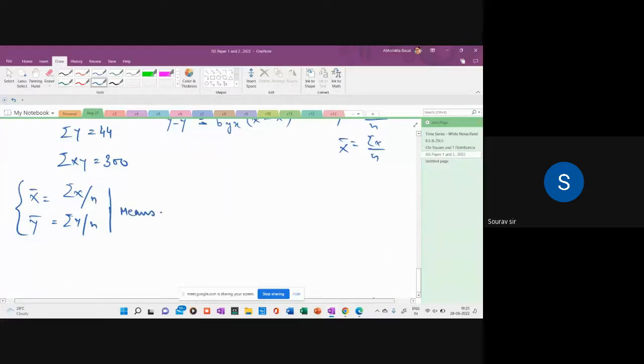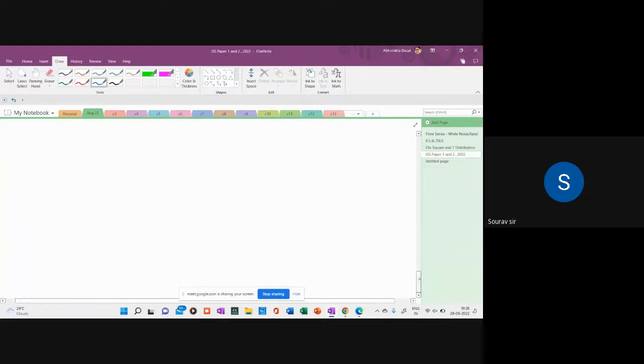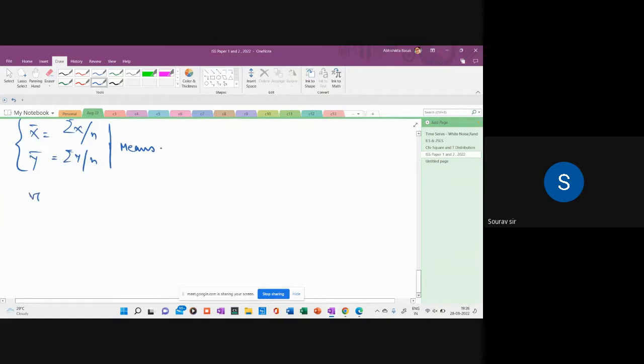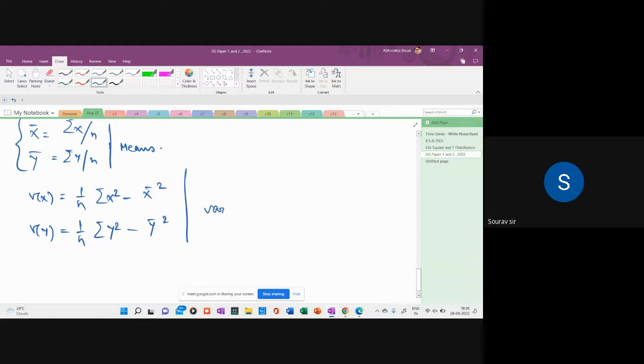Next, what we have to find out is the variance of x, which is 1 by n summation x square minus x bar square, and the variance of y, 1 by n summation y square minus y bar square. These are variances, and that can give you the SD of x and SD of y.